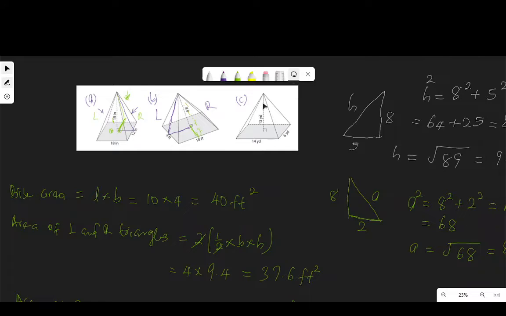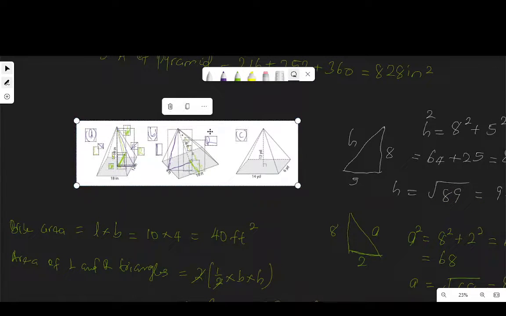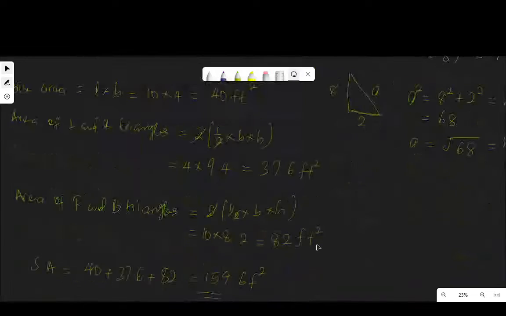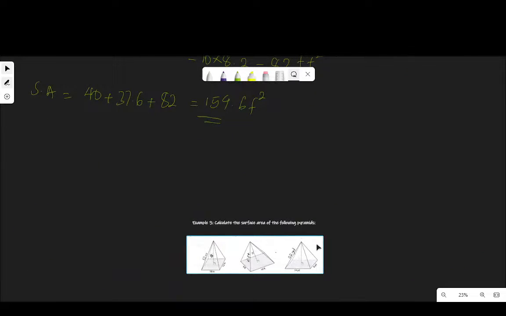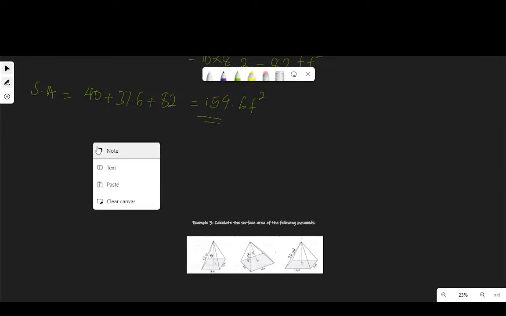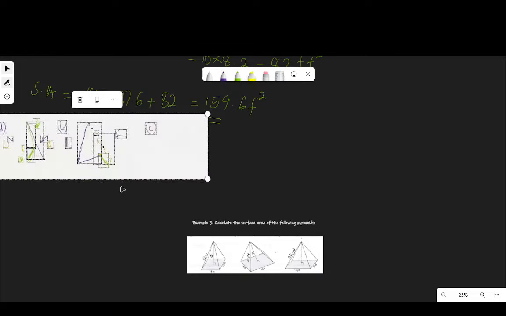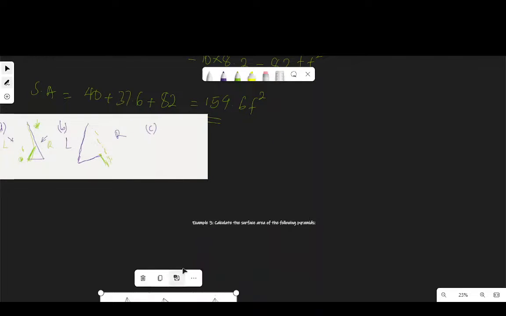159.6 feet square is the surface area of this pyramid. Let's move on to the last question, which is C. Let me copy this down again. I'll move this one down.